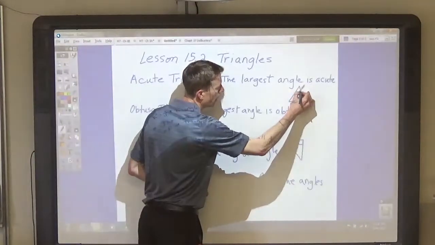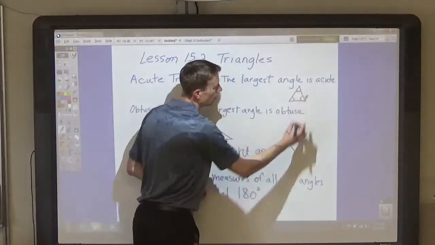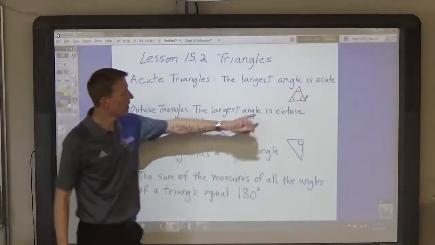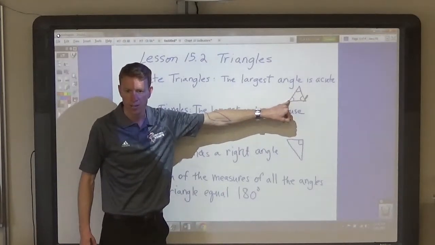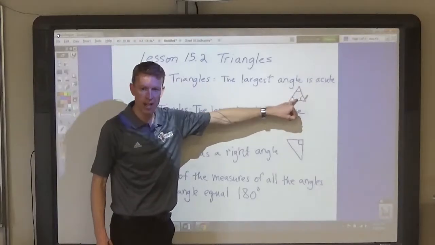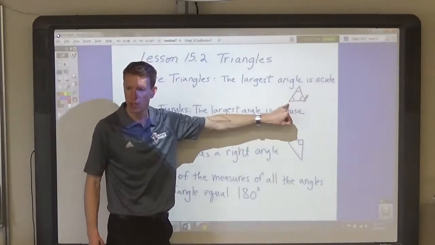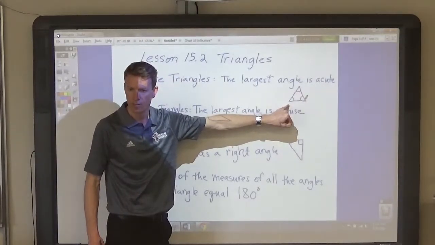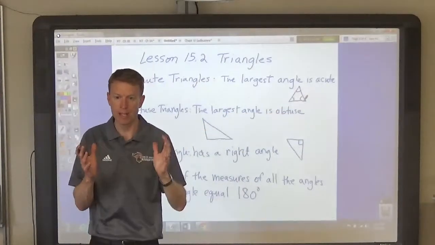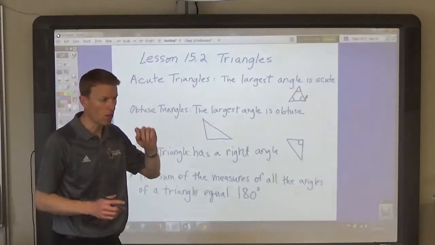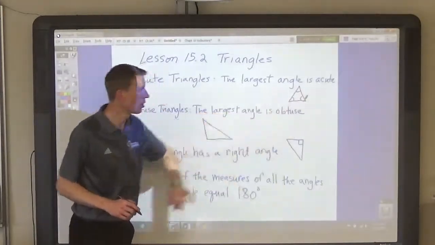Triangles all have 3 angles. And all of these angles are less than 90 degrees. If all the angles are less than 90 degrees, then this is an acute triangle. Okay? They don't all have to be the same, but if they're all less than 90 degrees, it's an acute triangle.